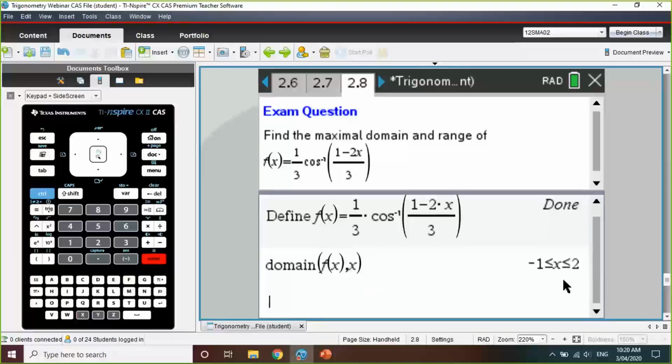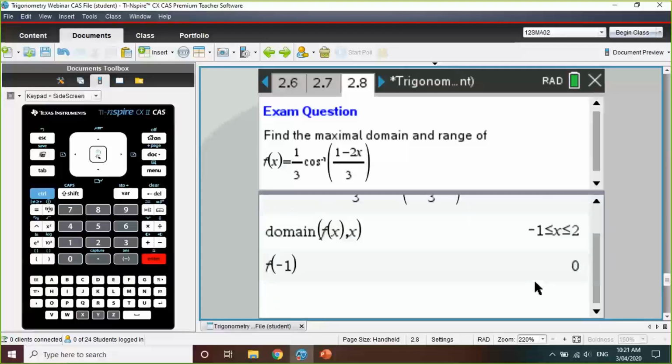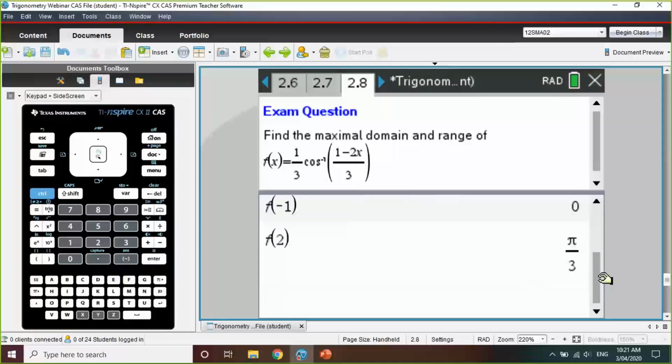That's super efficient. Now, in terms of finding the range, we can be a bit clever here. Because these are inverse functions, they're one to one, so we can simply substitute in our endpoints. If we substitute in -1, there's one y value, and subbing in the next one, there's our other y value. So our domain is from -1 to 1, and our range would be from 0 to pi over 3.